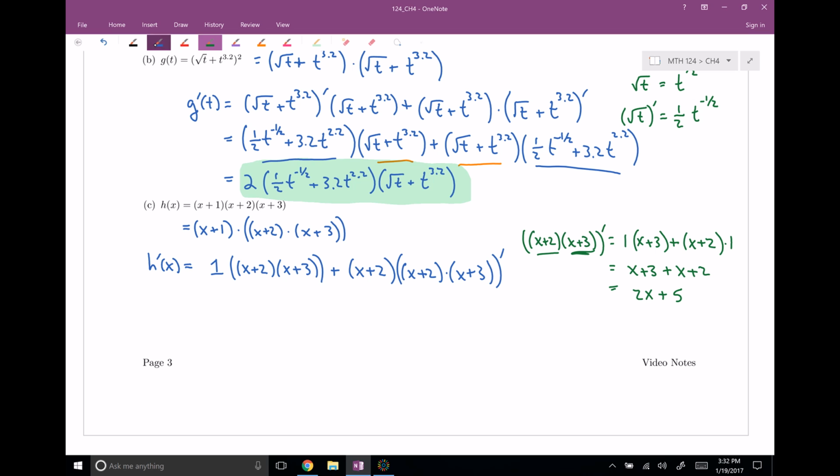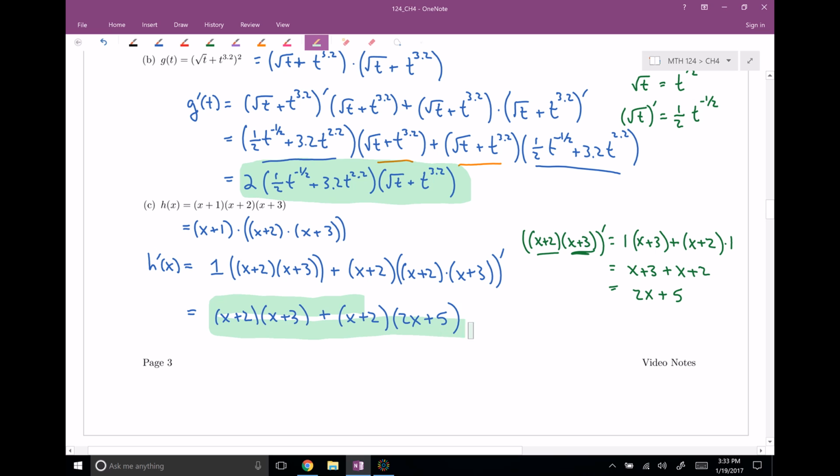Now I'm going to plug this back into my function up here. So 1 times anything, that's just going to be the anything here, the x plus 2 times x plus 3, plus x plus 2, and instead of this derivative right here, we now know that that derivative is the same thing as 2x plus 5. So 2x plus 5. Again, I would not spend a lot of time simplifying this down. I would just say, here is my final answer. Right? I know we can FOIL this out and get a nice looking quadratic, but that's a fine way to leave your final answer. I'd give 100% for that.